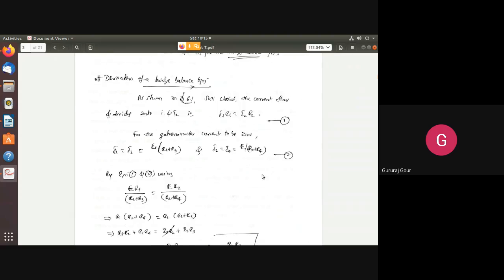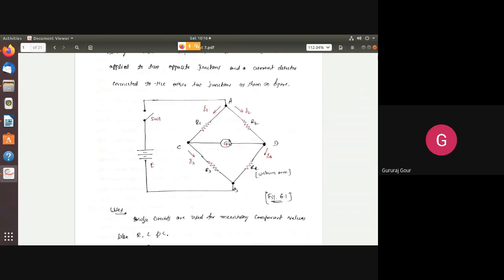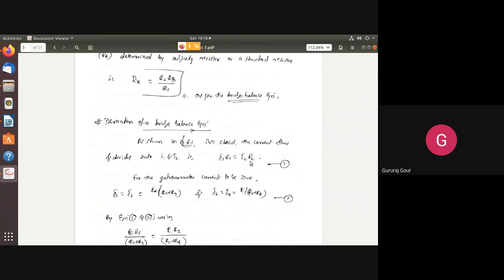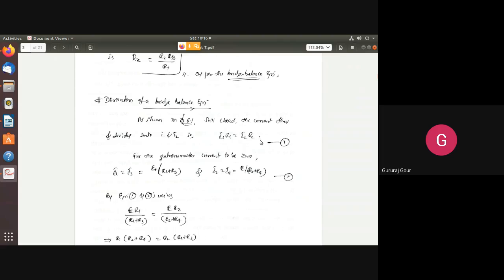So let us see how to obtain this bridge balance equation in case of Wheatstone bridge. Referring to the same figure, when SW1 is closed, the current flows and divides into I1 and I2. So hence you can see current I1 and I2 we are getting. The voltage drop across R1 and R2 is going to be the same. Equally it is divided. So we can write equation number 1: I1 R1 equal to I2 R2.